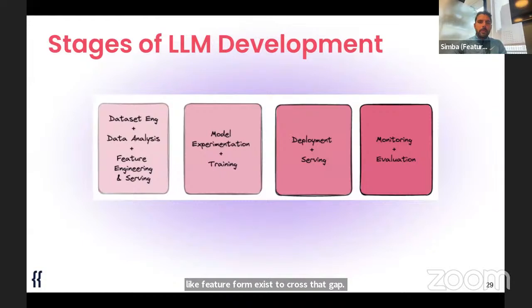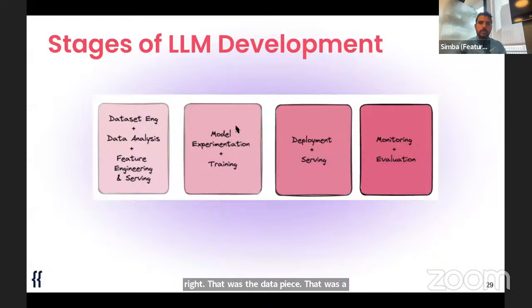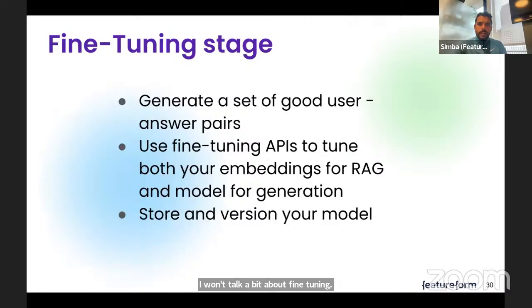Okay, I want to come back to the next stage. That was RAG. That was the data piece. That was the core bit of RAG, and where, again, I said we spent most of our time today. I want to talk a bit about fine tuning, which is the second stage. With fine tuning, we generate a set of good question answer pairs, like prompt answer pairs. We use the fine tuning APIs to tune our models for generation.